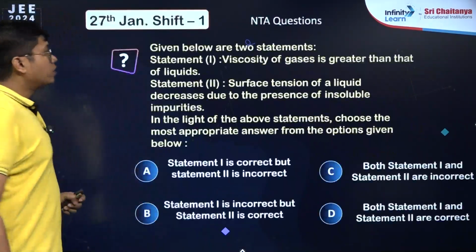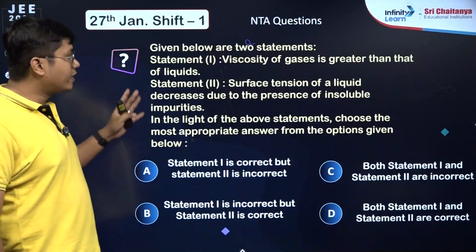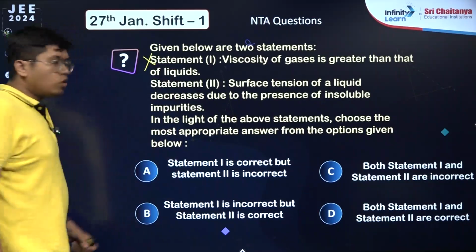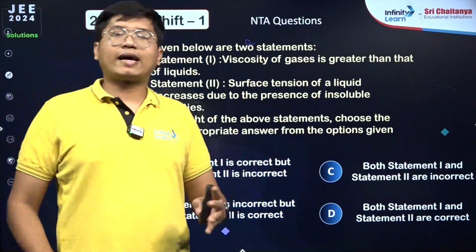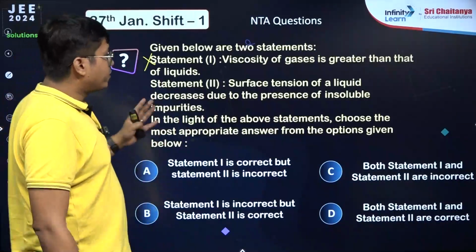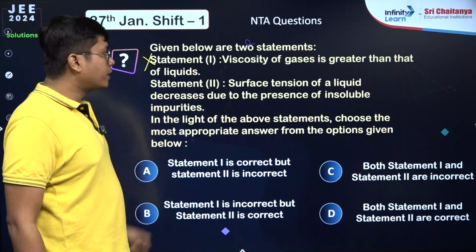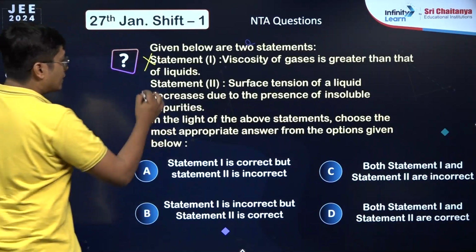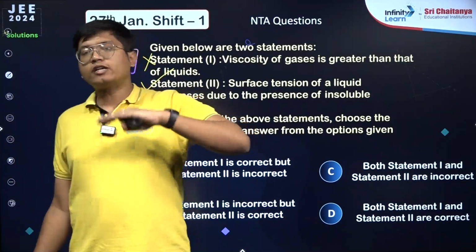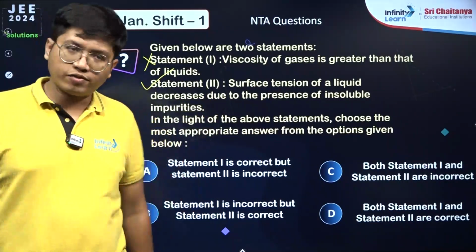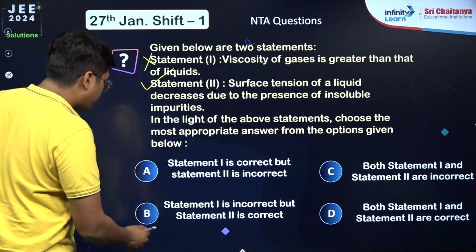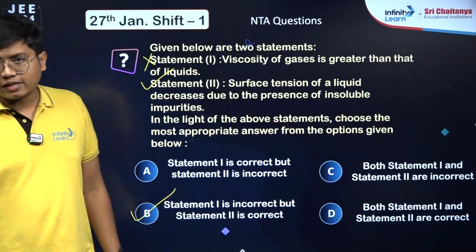This says, given below are two statements. Viscosity of gases is greater than that of liquids. Now this is obviously an incorrect statement because we know liquids have higher viscosity than gases. You can even think about it from a practical scenario. Next says, surface tension of a liquid decreases due to the presence of insoluble impurities. This is a correct statement because insoluble impurities decrease surface tension and soluble impurities increase the surface tension. So over here, statement 1 is incorrect but statement 2 is correct. Option B is the correct answer here.